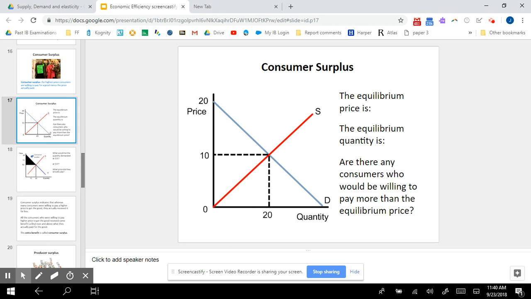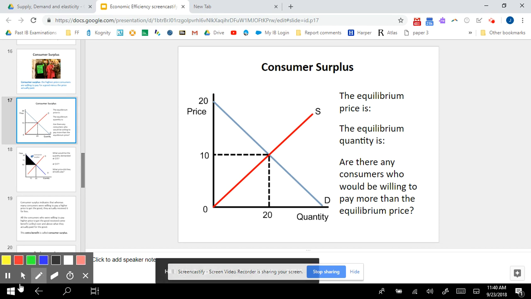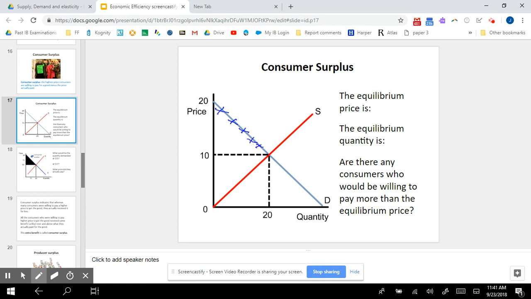So if we look at this supply and demand diagram, we know that there are consumers who are willing and able to pay higher prices as we move along the demand curve. But what price did they actually pay? They paid the equilibrium price. So they have an added satisfaction insofar that they were willing and able to pay this higher price, but lo and behold, they paid the equilibrium price.